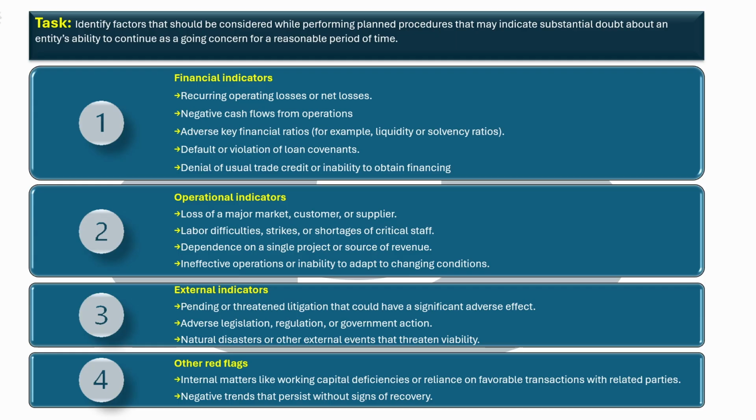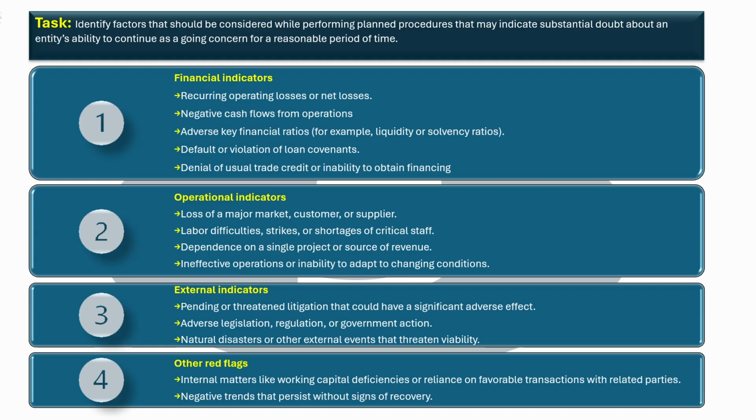3. External indicators. Pending or threatened litigation that could have a significant adverse effect. Adverse legislation, regulation, or government action. Natural disasters or other external events that threaten viability. 4. Other red flags. Internal matters like working capital deficiencies or reliance on favorable transactions with related parties. Negative trends that persist without signs of recovery.